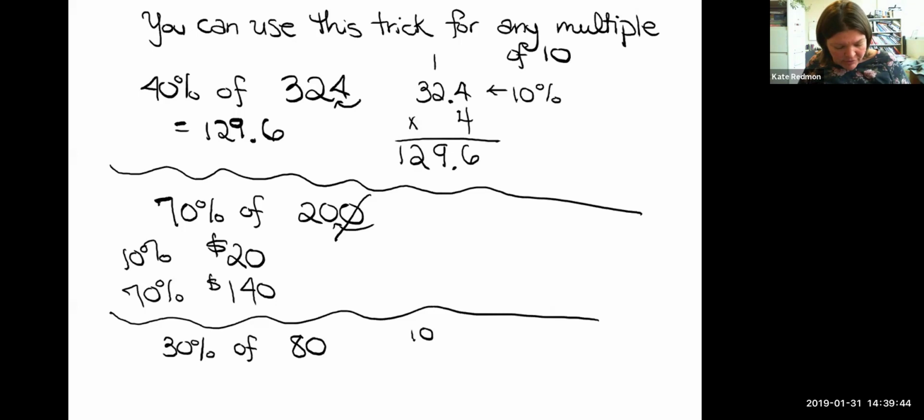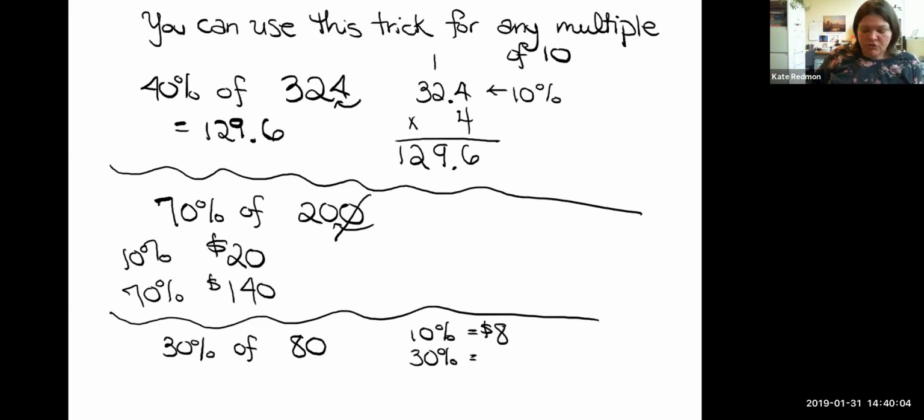So then what would 30% be? Well, just count by 8 three times. So 8, 16, 24. James, you got 24 by counting by 8. Yeah, 3 8s. Exactly. If each 10% is worth $8 and I have 3 10%s, then I have 3 $8 chunks. I hope that makes sense. Does that make sense? Yes.